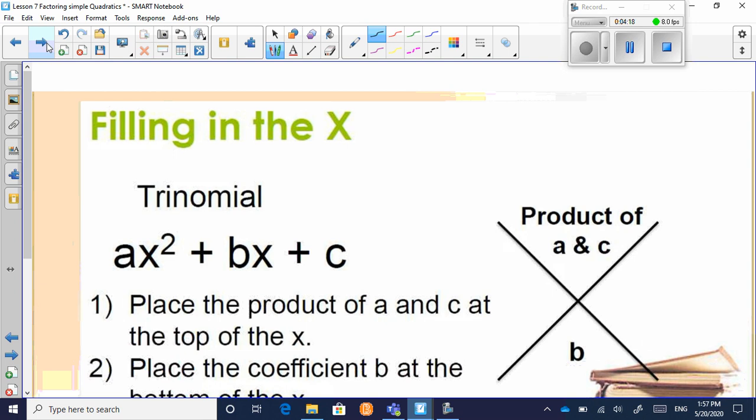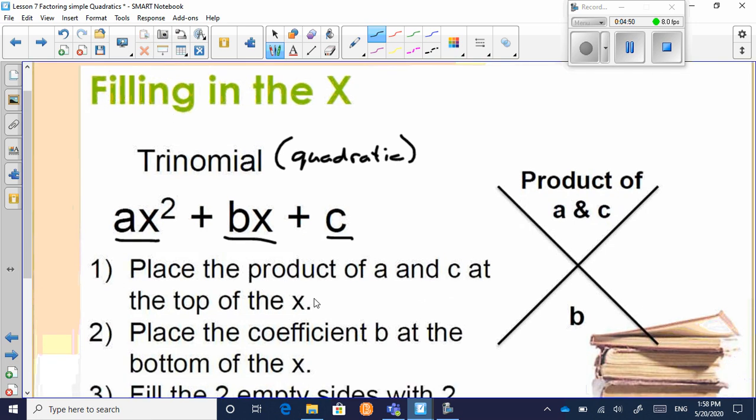What we're going to do is take a trinomial. A trinomial is just something that has 3 terms in it. Now, I'm going to put in brackets here, it's a quadratic. Obviously, this one has an x squared term and an x term, but it doesn't have to be a quadratic. But essentially, that's why we're using this. So we're going to take a trinomial in standard form. There's my quadratic in standard form.